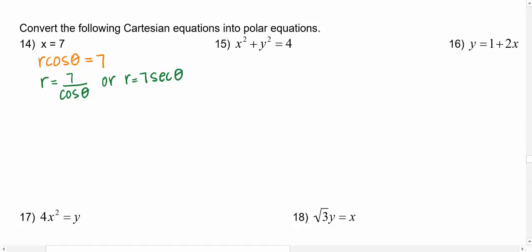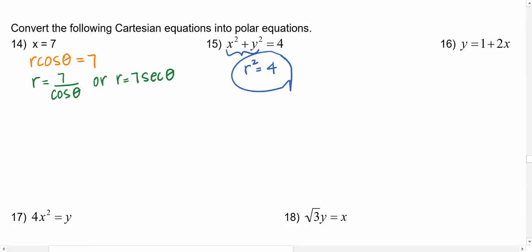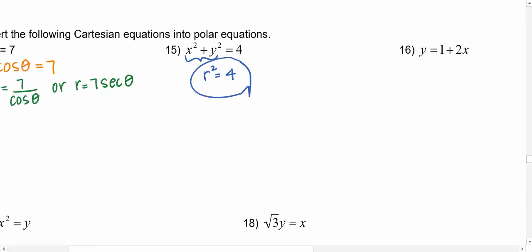Okay, next would be x squared plus y squared equals 4. So I don't necessarily need to say r cosine theta quantity squared and r sine theta quantity squared. I know x squared plus y squared equals r squared. So r is plus or minus 2. Okay, I can type that in here.